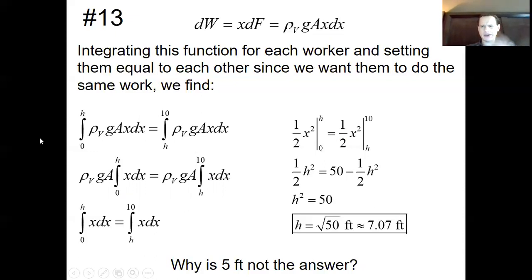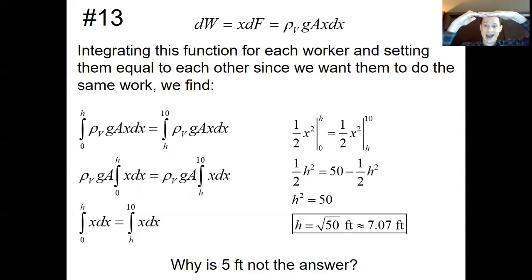So essentially, after you get rid of all those constants, you just have this left over. The integral from 0 to h of x dx is equal to the integral from h to 10 of x dx. Integrating, applying your limits, and solving for h, you get h as the square root of 50 feet, which is about 7.07 feet. So what's fair?